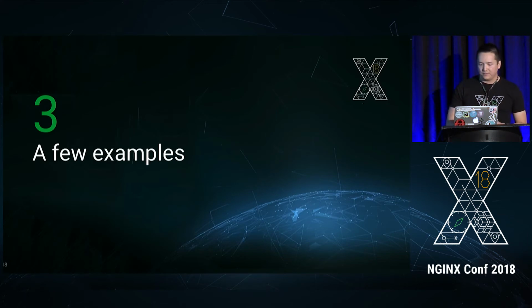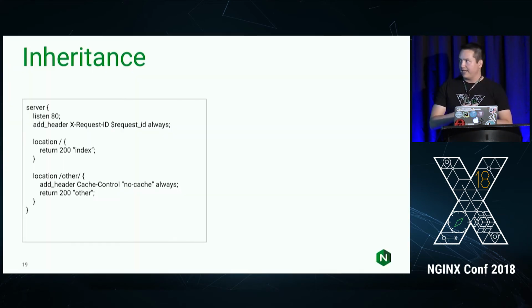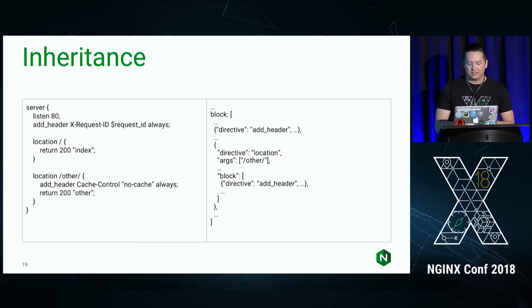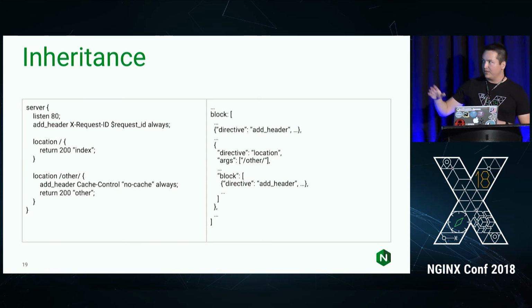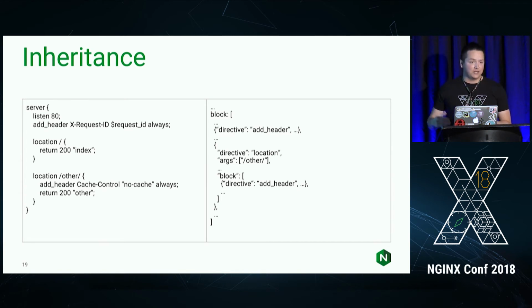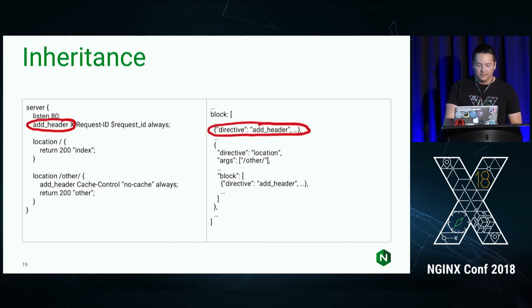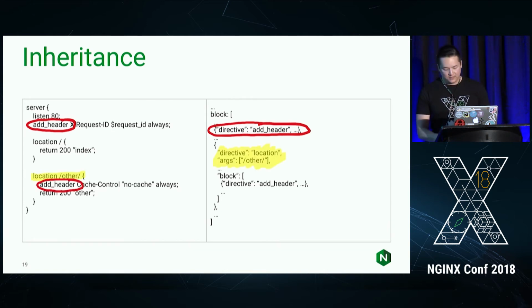So, some examples. Let's revisit that inheritance example that we had. If we were going to take this into crossplane, we would get something like this. The ellipses are just covering parts of crossplane output that are included, but we're not interested in them for the purpose of this analysis. But very clearly, you can see the add_header here. And then the sub location, other, is also here. And in its block, it has an add_header.